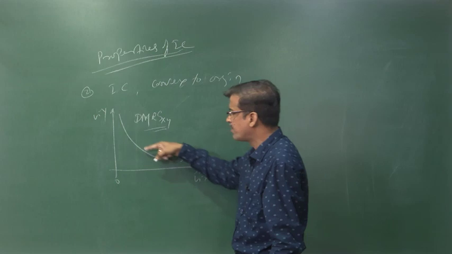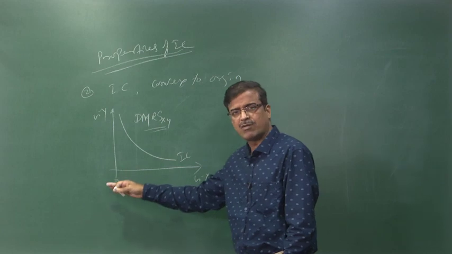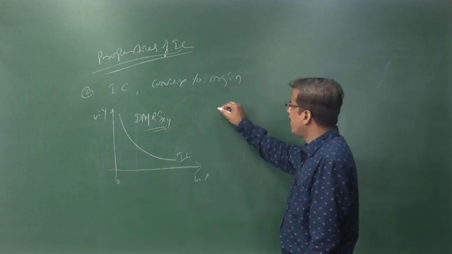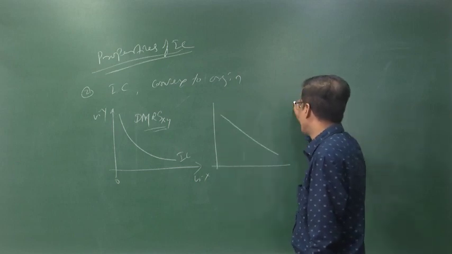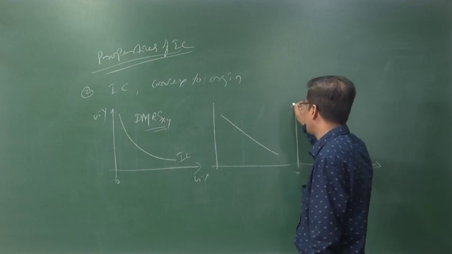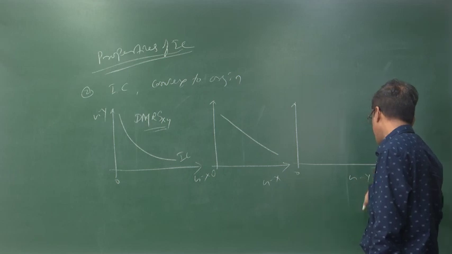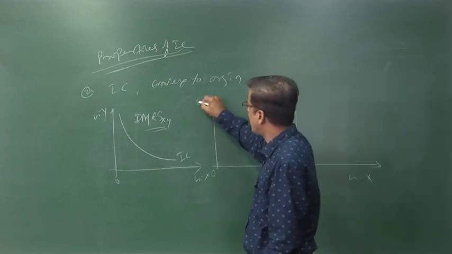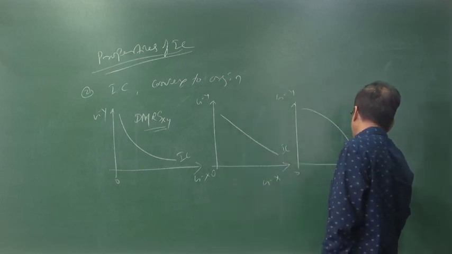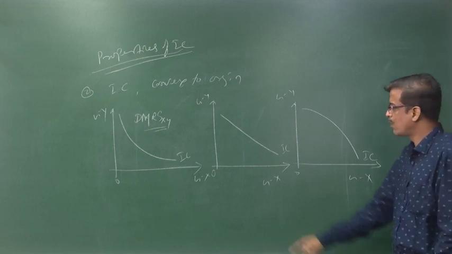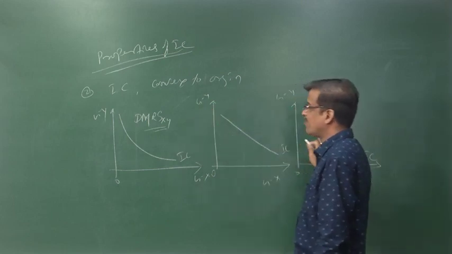For that reason, the indifference curve is convex to the origin, right? But what are the other cases? As you know, the first property tells us the indifference curve is always downward sloping, from left to right. Mark it in all these three cases. What do you find? The indifference curve is downward sloping. All three cases are downward sloping, but they are not convex.